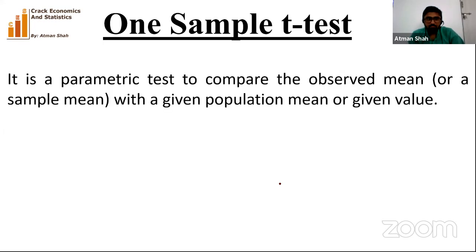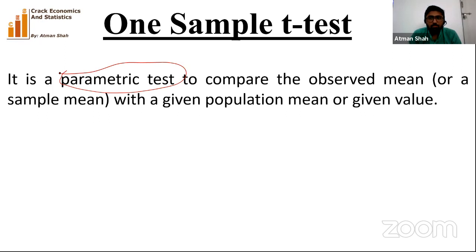Now, what is one sample t-test? There are three types of t-tests. So now we are going to discuss the first type of t-test, which is the one sample t-test. It is a parametric test. Parametric test means a normality assumption is required to perform this test. If our data is not normally distributed, then this test cannot be used.